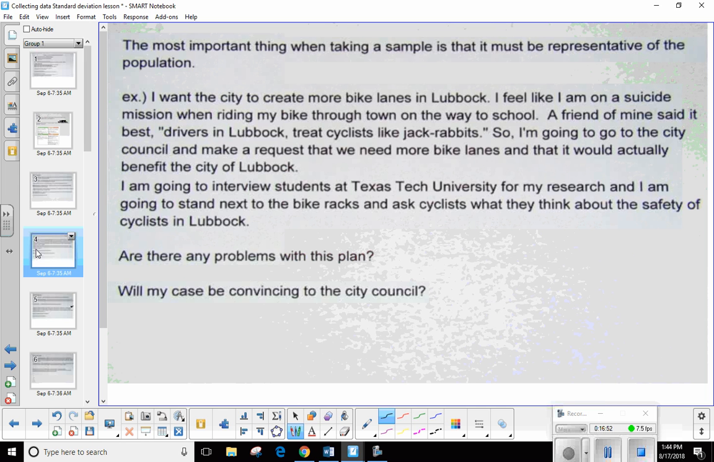Okay. So we've definitely noted there's some problems with the plan. Will my case be convincing to the city council? I would probably say not, simply because of the people that you polled for your survey. If this is what's presented, somebody's really going to be looking at that particular statement as well. Okay. Any other thoughts? Anything else anybody wants to add to it? No? Okay.